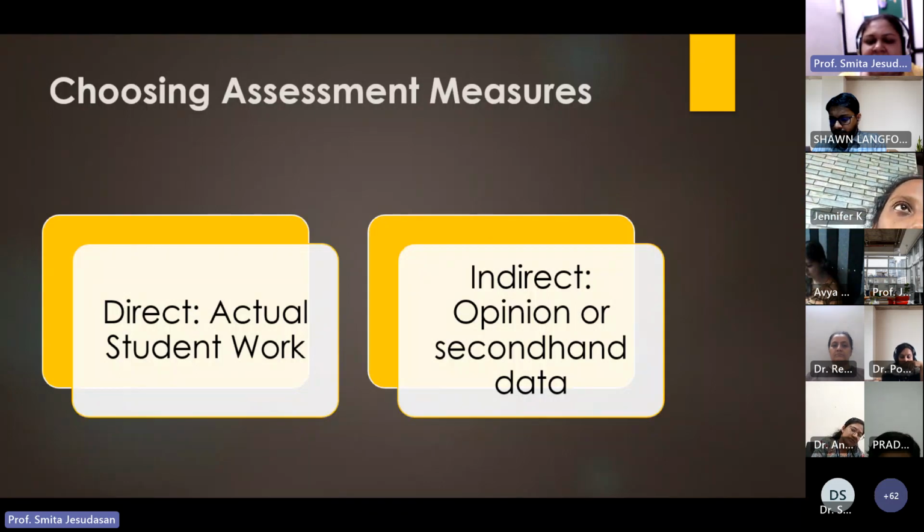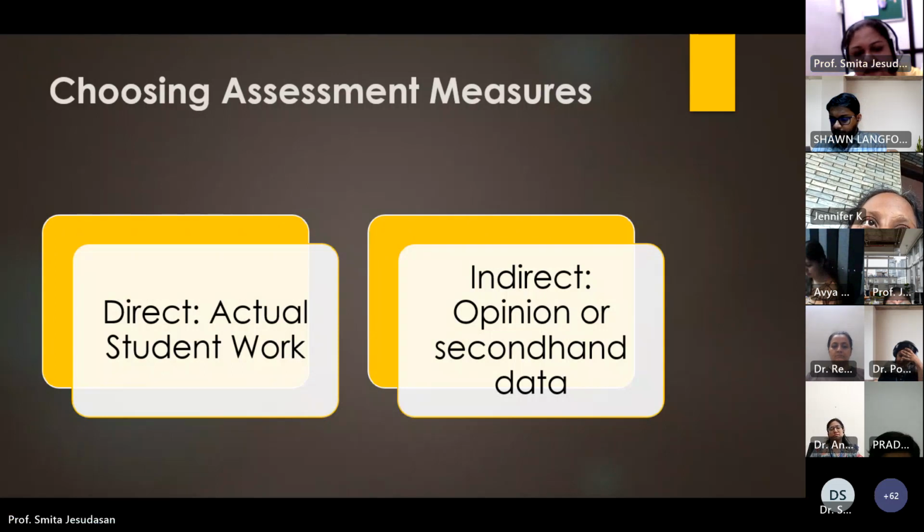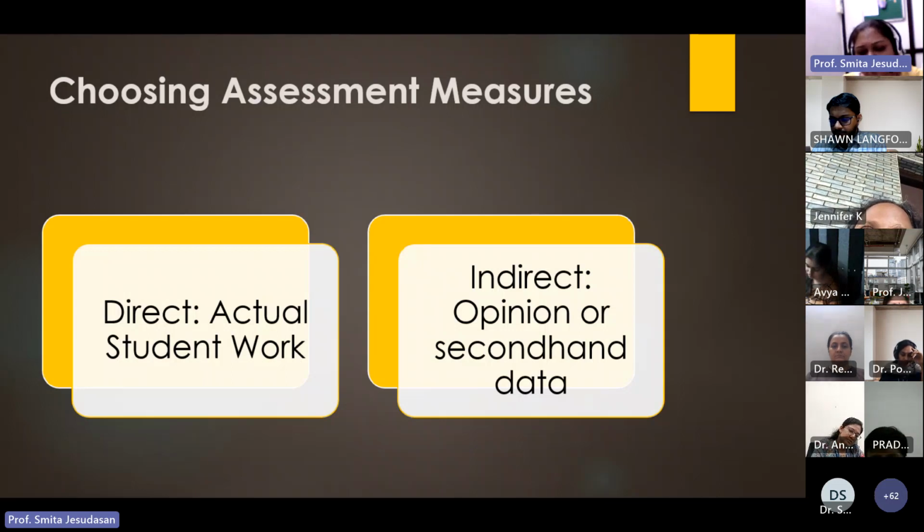When we are measuring the actual student work, we are measuring the actual performance of the student. It comes under direct assessment tool. But when we say indirect assessment tool, it is more about collecting feedback from different stakeholders. So it is opinion based. It is not fact based. So we are collecting feedback. We are conducting a survey. So this is based on second-hand data. So these are the two important tools. One is a direct assessment tool, and the second one is the indirect assessment tool.